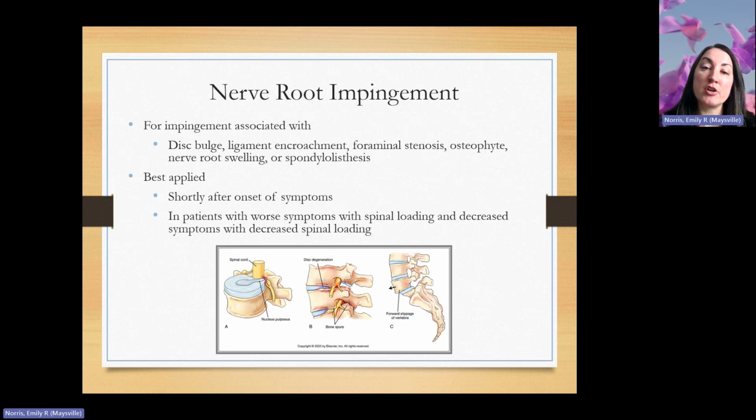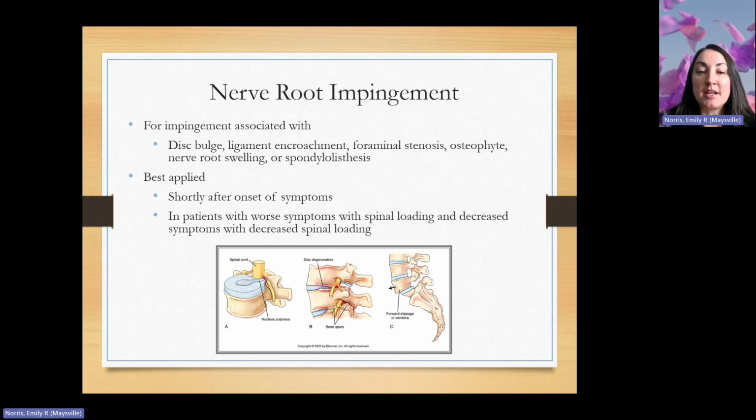Spondylosis is the fracture, and then spondylolisthesis is what typically happens after a fracture. The vertebra slides forward and pushes into the spinal column and can put pressure on the spinal cord or on the nerves that are exiting that area.